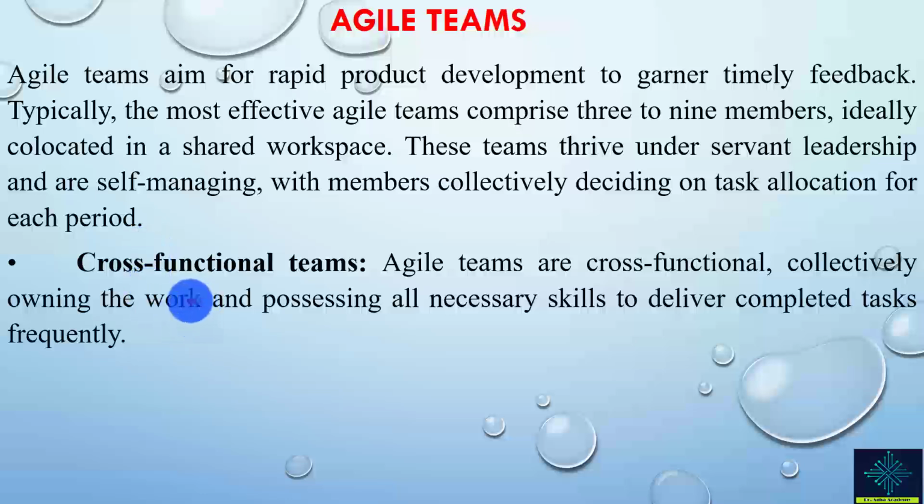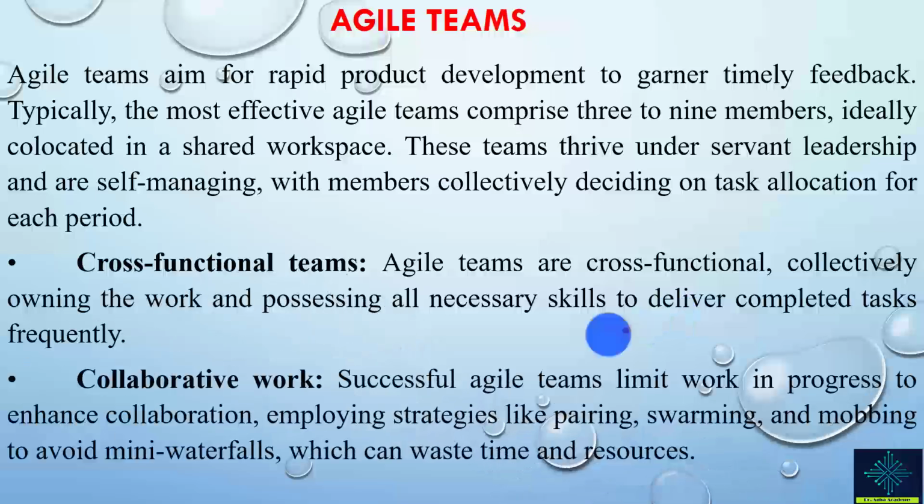So what type of teams do we have? We have the cross-functional teams. Usually Agile teams are cross-functional, collectively owning the work and possessing all necessary skills to deliver completed tasks frequently. But we also have the collaborative work, and successful Agile teams limit work in progress, so we shouldn't have much work in progress, to enhance collaboration, employing strategies like pairing, swarming, and mobbing.